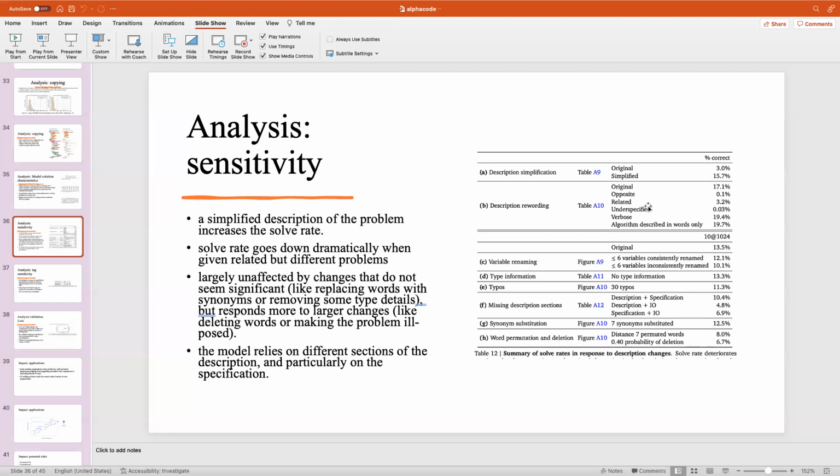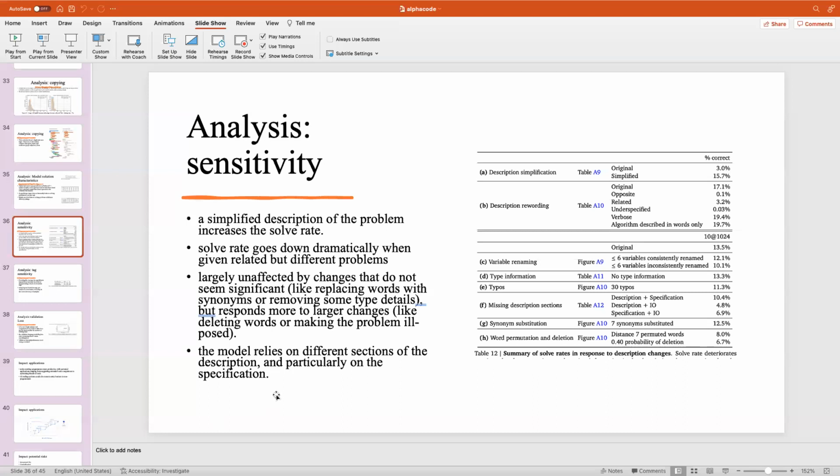So when you do some opposites or related or verbose version of the problem, the model can't really tell the correct solutions, and it's hard for the model to generate solutions, and it's largely unaffected by changes that do not seem significant. So if you replace some words or remove some details, the model can still generate correct solutions. But if you delete some words or make the problem ill-posed, the model will tend to fail to generate correct solutions.